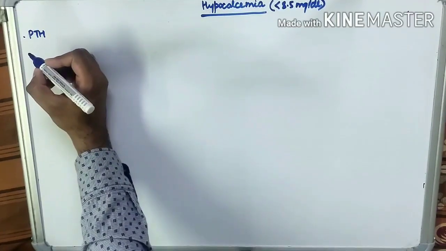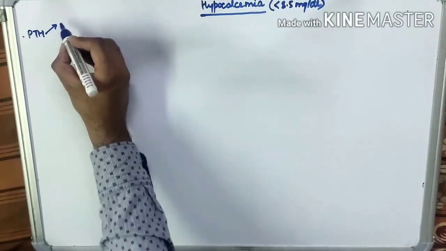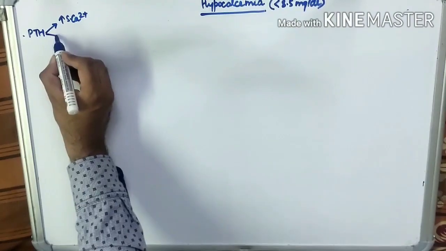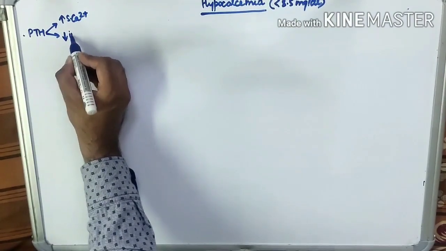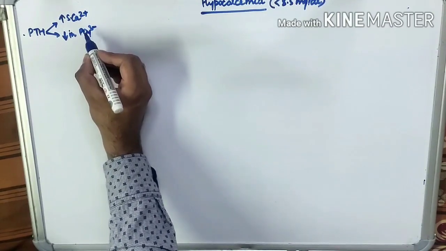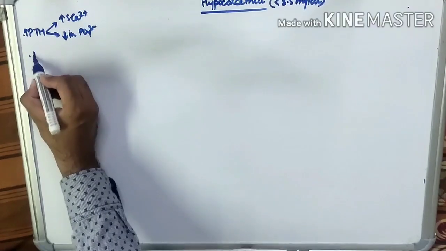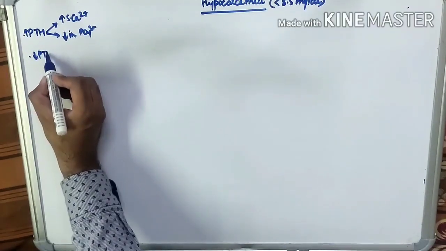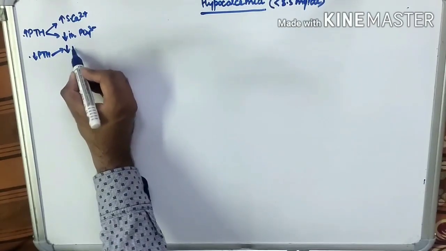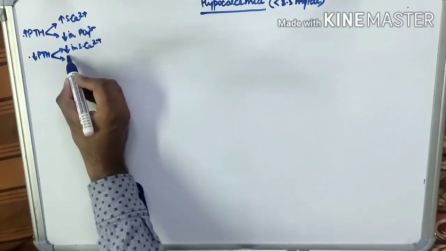PTH hormone is the normal defense against hypocalcemia. Increase in PTH results in increase in serum calcium level and decrease in serum phosphate level due to its phosphaturic action. So the reverse happens if there is a decrease in PTH hormone level. That means there is decrease in serum calcium level and increase in serum phosphate level.